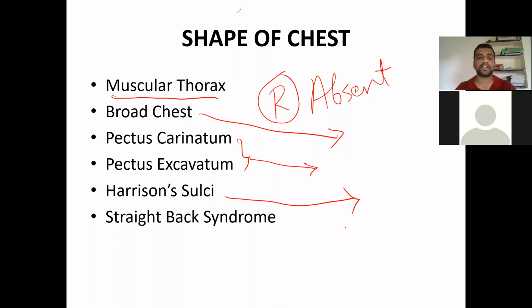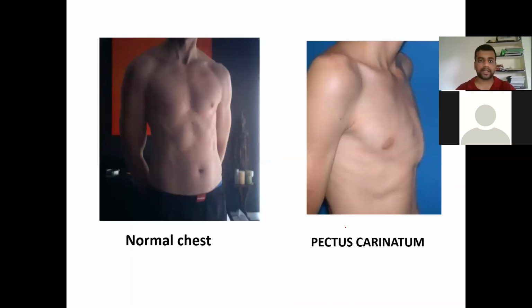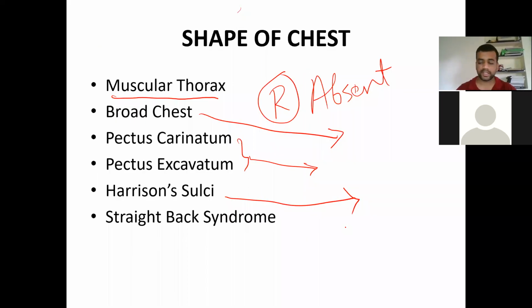Harrison's sulcus is your pediatrics again. Along the line of the diaphragm attachment, there is a pulling and a small groove is formed. That is due to soft ribs, due to the deficient calcification which is occurring. And you're having straight back syndrome. So I'll show you the straight back syndrome.